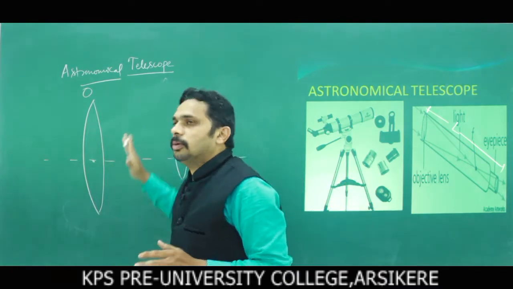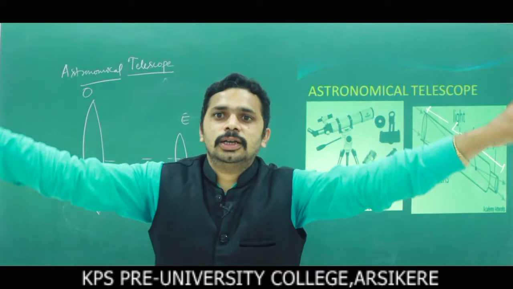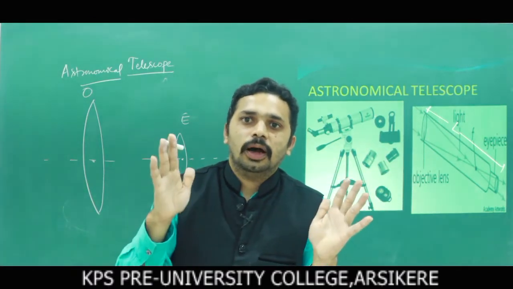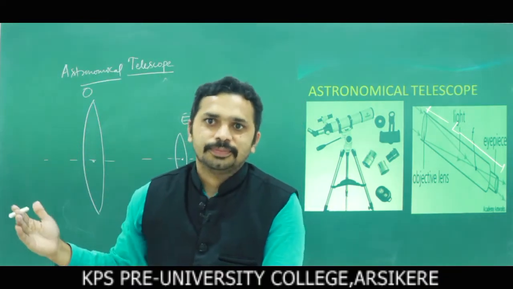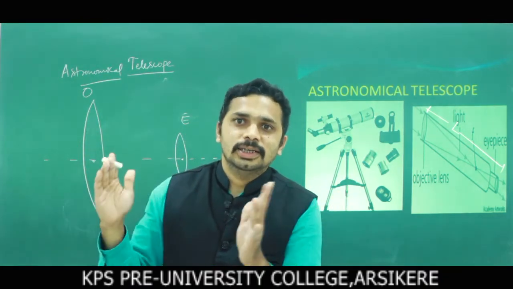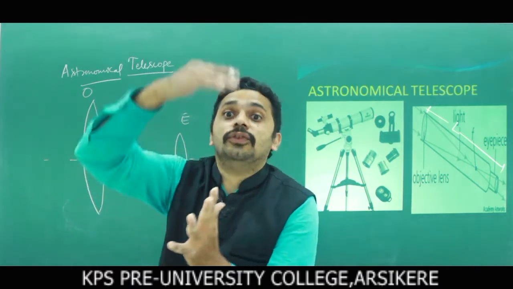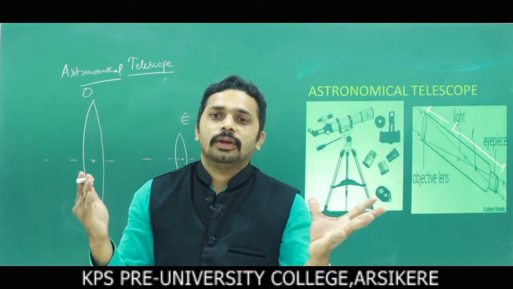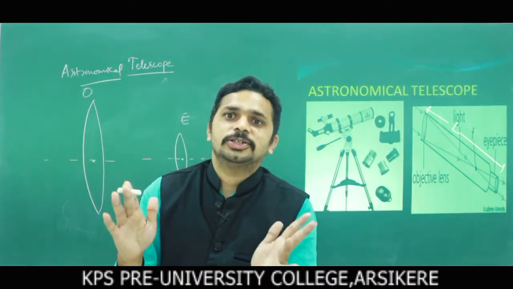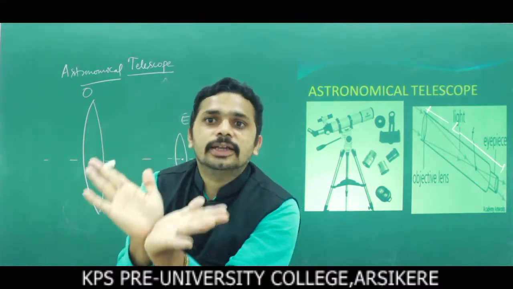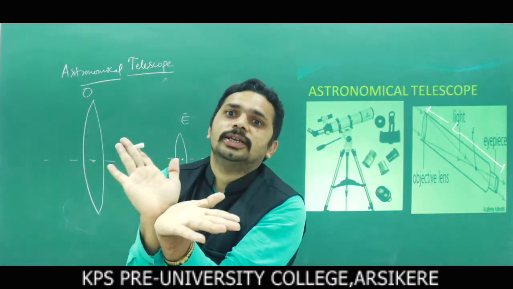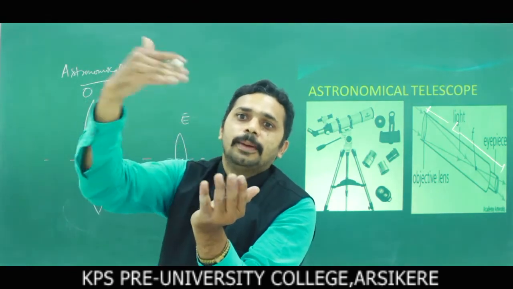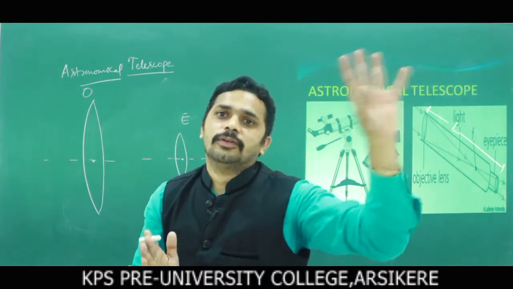I told you that the astronomical telescope is used to see celestial bodies clearly, and we also know that telescopes do not increase the size of the object or the size of the image; they increase the visualized angle. Actually we are not seeing a larger image, the visualizing angle increases. If the visualizing angle increases, then the apparent size of the image of that object also increases.